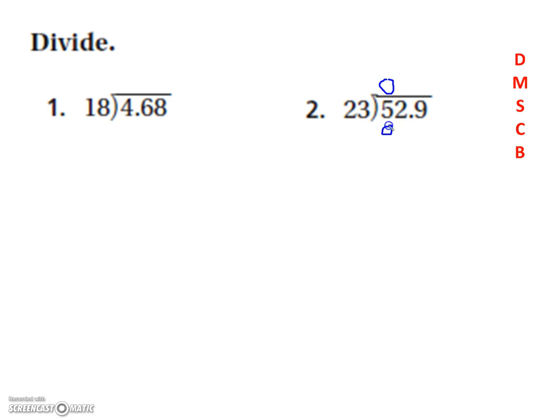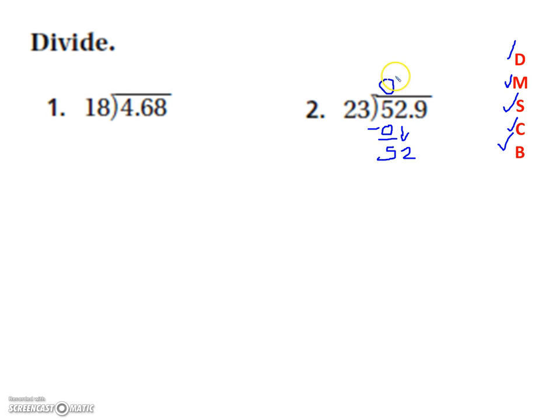23 times 0 is 0, so that was my divide step. My multiply step, now I subtract. 5 minus 0 is 5, and I check, is 5 less than 23? Yes, it is. Then I bring down the 2. 23 goes into 52. Well, I say 23 is about 20, 52 is about 50.